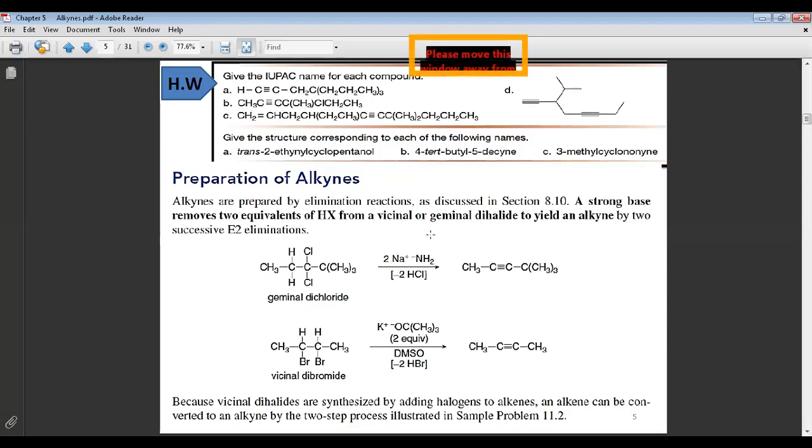Why a strong base? Can anyone give me an answer why a strong base? Why not a weak base? Do you have an answer? Can you think about that? Why strong? Look at the structure. If you look at the structure, you will understand why we use a strong base here, not a weak one. Why a strong base?